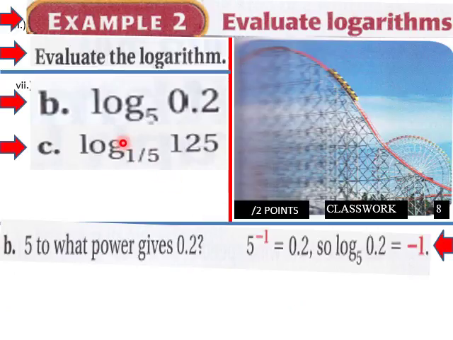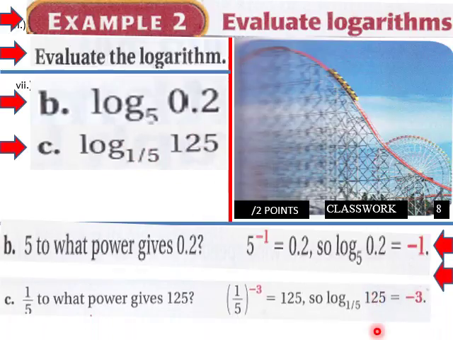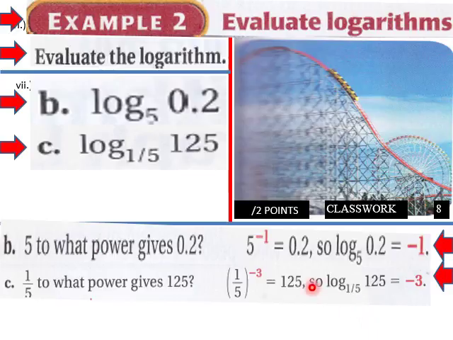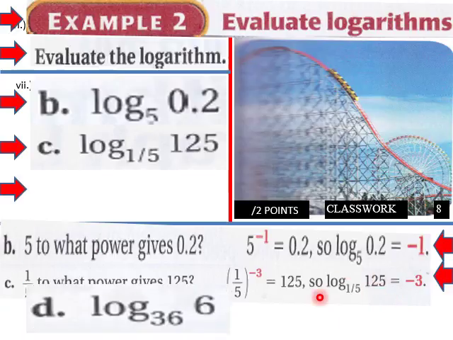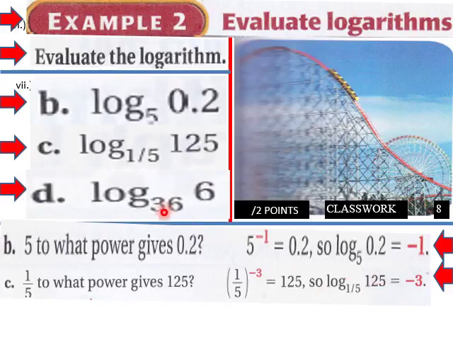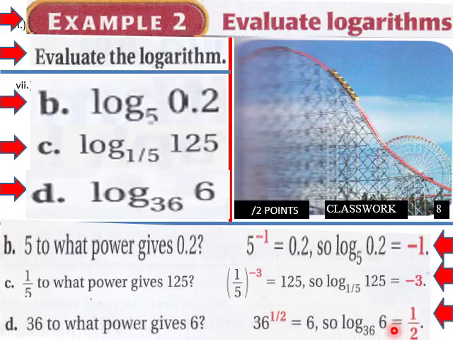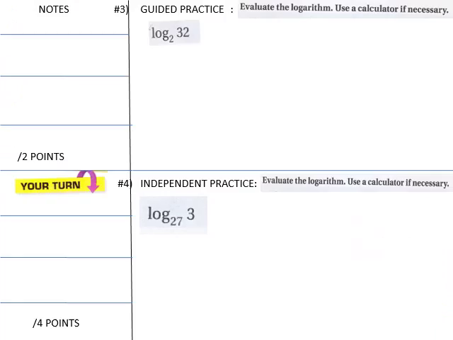And then what power of 1/5 would give you 125? So 1/5 to the negative third power would give you 125. And then to what power would 36 give you 6? 36 to the 1/2 power would give you 6. So log base 36 of 6 would equal 1/2.